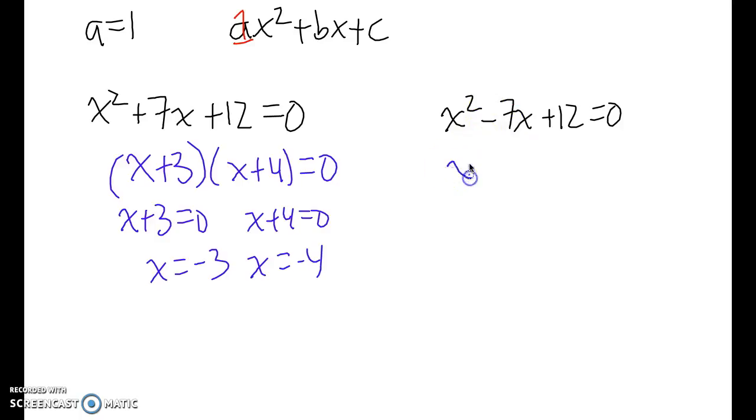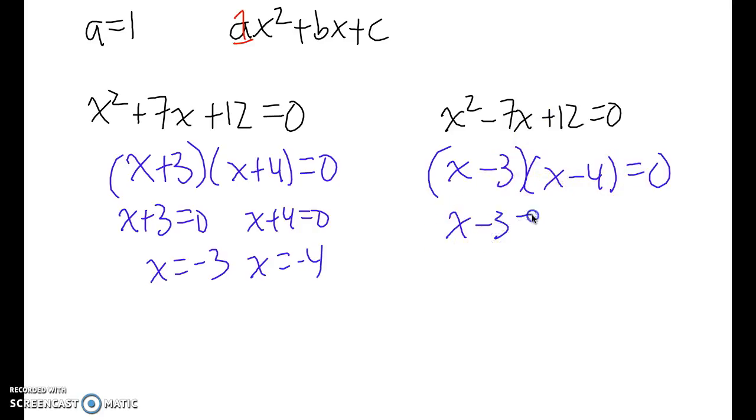And in this case, especially since we just did the other example, we know that it's going to be (x minus 3) times (x minus 4). Negative 3 times negative 4 is positive 12. Negative 3 plus a negative 4 gives me negative 7. So I know that I'm going to have the right answer there. I get x minus 3 equals 0, so just x equals 3. x minus 4 equals 0, so x equals 4. Once you get a little more familiar with them, you can just jump to the answer after you have it in factored form.